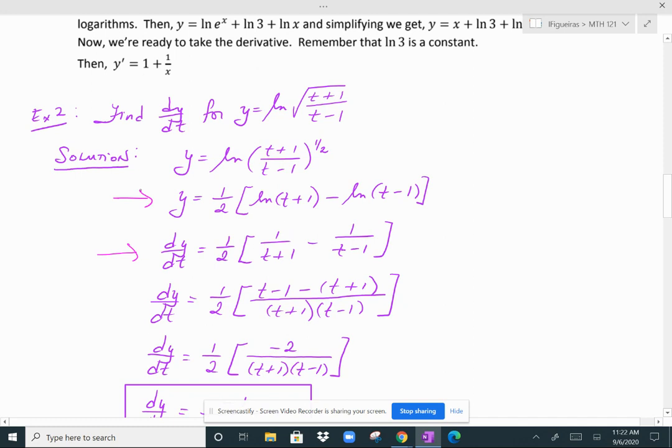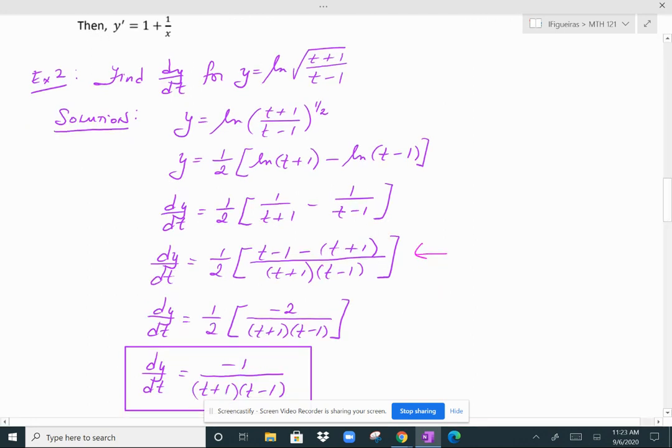1/2 is just a coefficient, so that just stays in front. And then I take the derivative of ln of t plus 1, that's just 1 over t plus 1. And ln of t minus 1, that's just 1 over t minus 1. And then I just have to do a little bit of algebra because I need a common denominator for this part right here, which is t plus 1, t minus 1. So the first fraction gets multiplied by t minus 1. The second one gets multiplied by t plus 1.